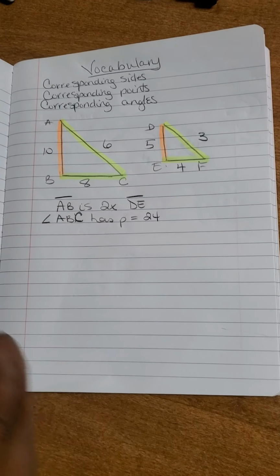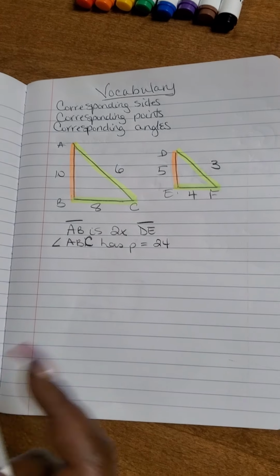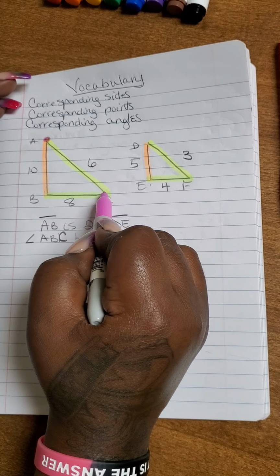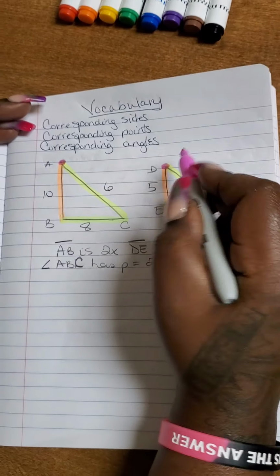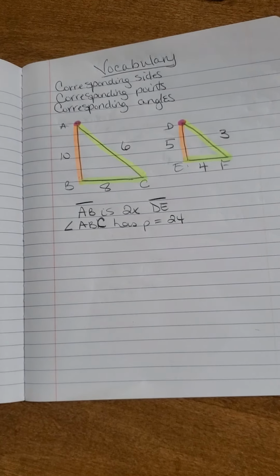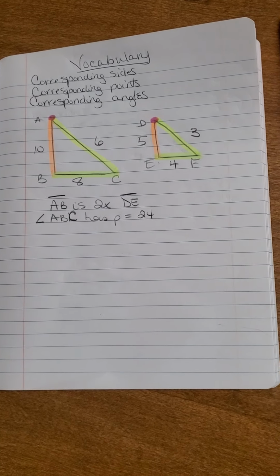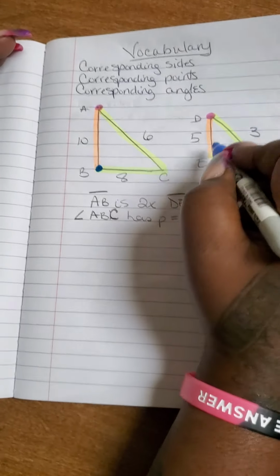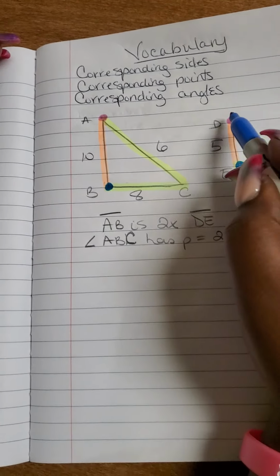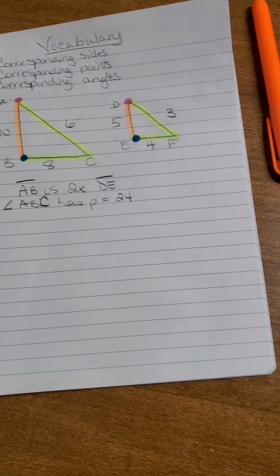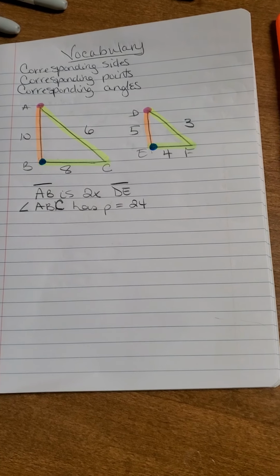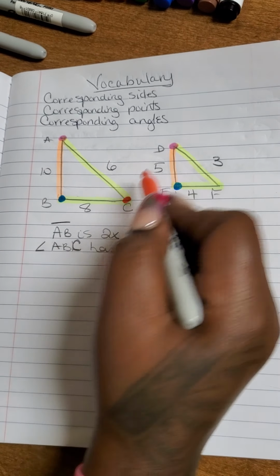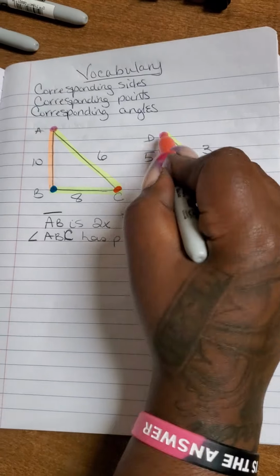All right, so we did the corresponding sides. Corresponding points: point A in triangle ABC corresponds to point D in triangle DEF. Let's give you another one. Point B in triangle ABC corresponds to point E in triangle DEF. And your final one you should already know by now: point C in triangle ABC corresponds to point F in triangle DEF.